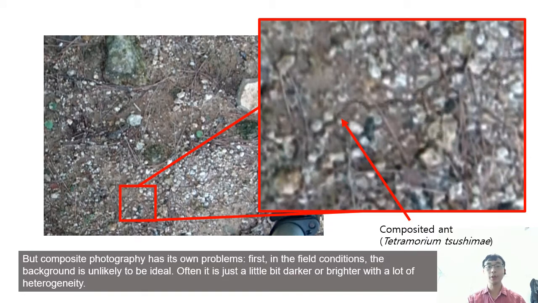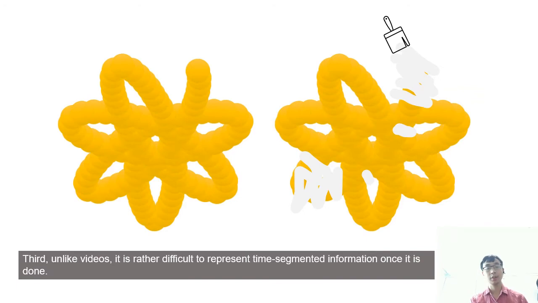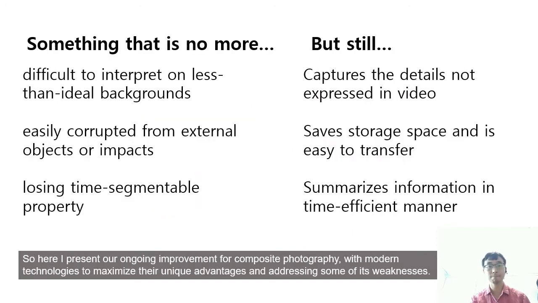But composite photography comes with its own problems. First, in the field conditions, the background is often not ideal. Usually it is just a little bit darker or brighter than the animals, and there are a lot of heterogeneous elements. Second, it is so easy to ruin the entire imagery, especially if it is a long-time recording. Third, unlike videos, it is rather difficult to represent time-segmented information once it is done.